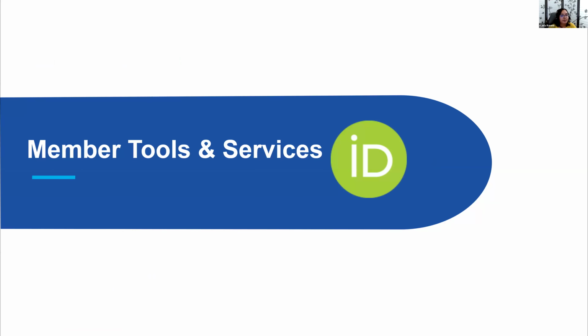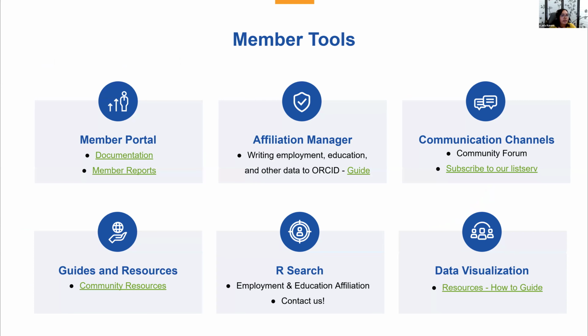Next slide. So let's talk about the tools and services that ORCID US community members benefit from. There are several tools that are available for our members. Organizations have access to ORCID's member portal, which gives them administrative control over their ORCID account, lets them access and use the affiliation manager, view and download member and affiliation reports, and manage member information such as contact information.